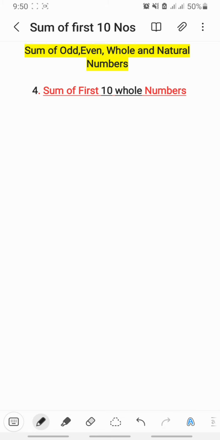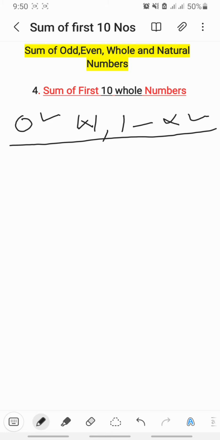The next is the sum of the first 10 whole numbers. As we know, whole numbers start from 0 to infinity, and in whole numbers 0 is included, while without 0, starting from 1 to infinity, is the natural numbers. These are very minor things you must know. So the whole numbers are 0, 1, 2, 3 up to 10. So what will be the sum?